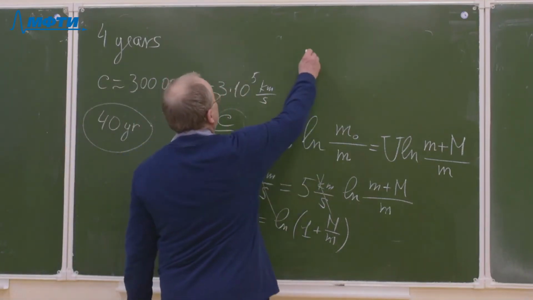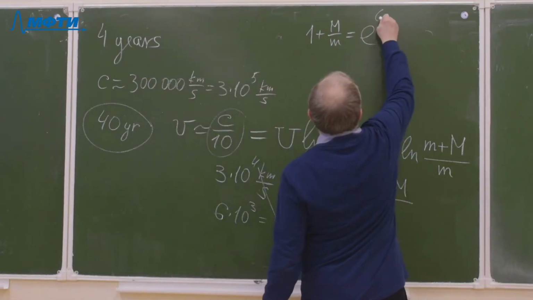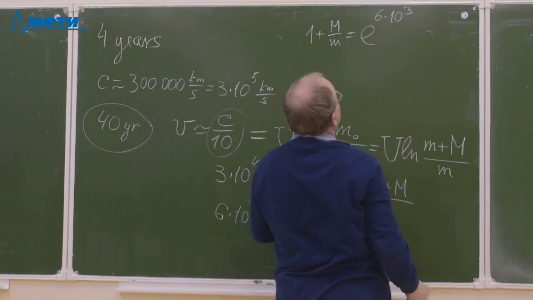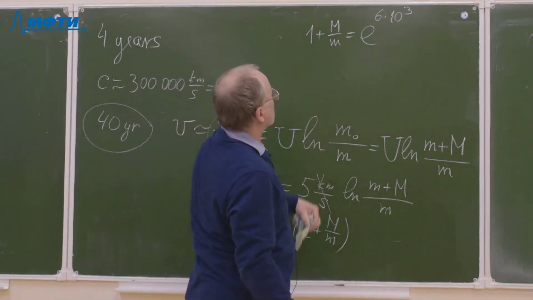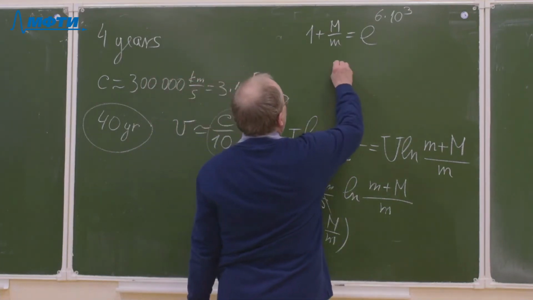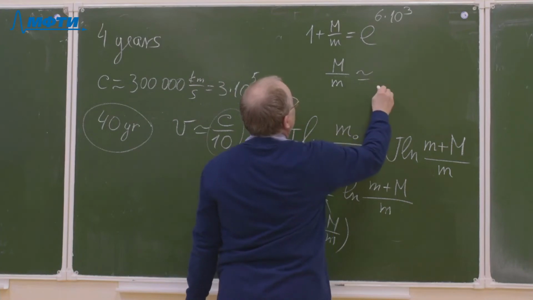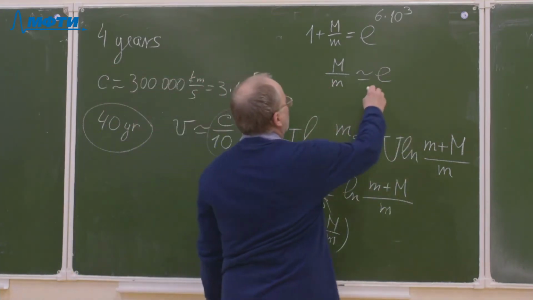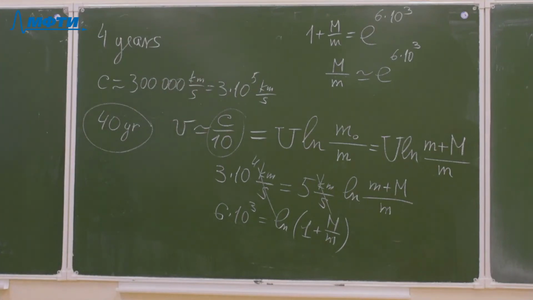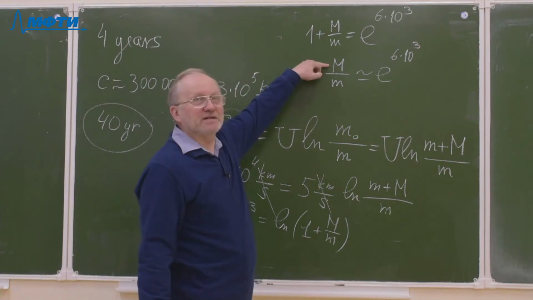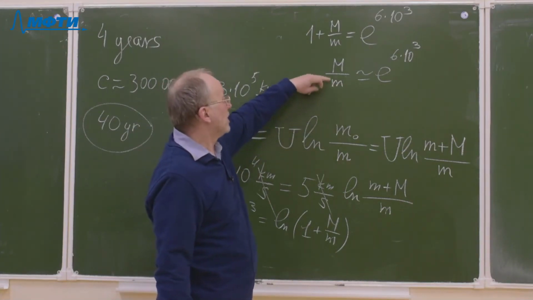So this quantity, 1 plus capital M divided by small m, will be equal to an exponent of 6 times 10 to the power of 3. This is a huge number, an incredibly huge number, such that the unity can be neglected, it plays no role at all. So capital M divided by the mass of the space probe will be approximately equal to an exponent of 6 times 1,000. That is the ratio of the fuel mass and the space probe mass, which will fly without fuel, the empty rocket, and the fuel.